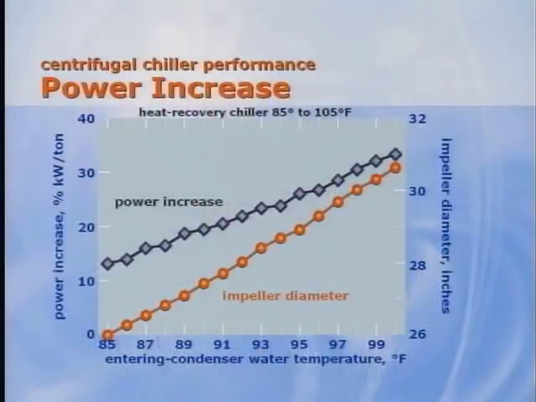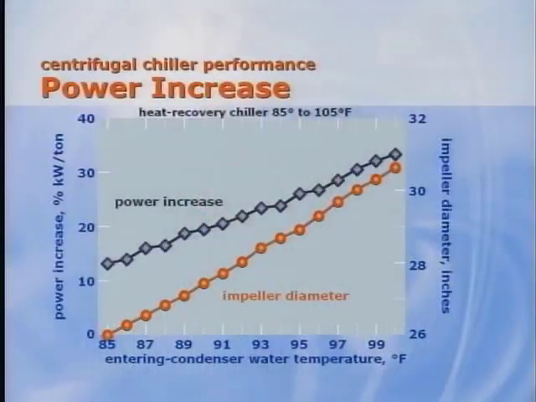The relationship between temperature and power consumption for a centrifugal compressor can be seen here. Starting with 85 degree entering heat recovery temperature, a chiller with the same heat exchanger shells and compressor can maintain the same cooling capacity up to a 100 degree entering heat recovery temperature at the same 20 degree delta T. This assumes the impeller diameter was allowed to increase with the higher temperatures.